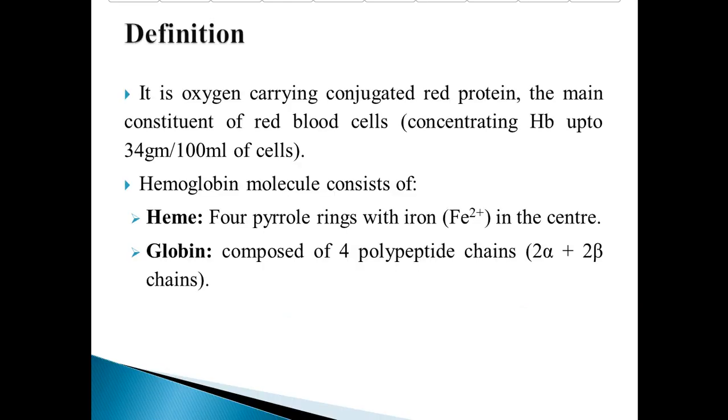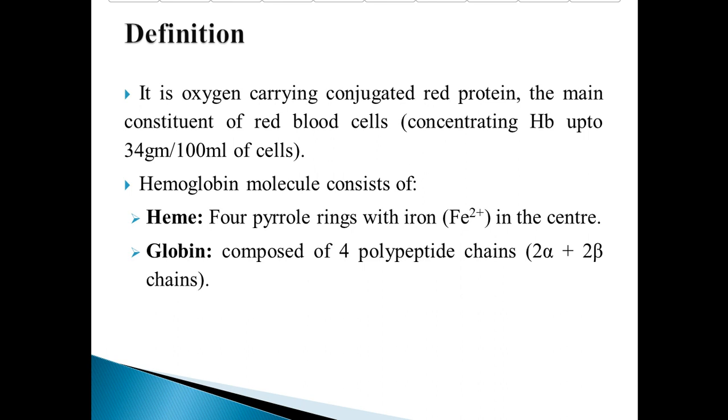Today's topic is hemoglobin. First of all, its definition. It is an oxygen carrying conjugated red protein, the main constituent of red blood cells, concentrating hemoglobin up to 34 grams per 100 ml of cells.